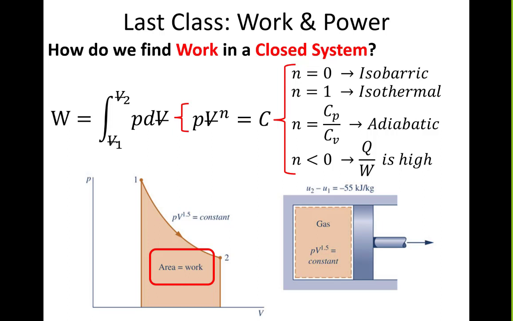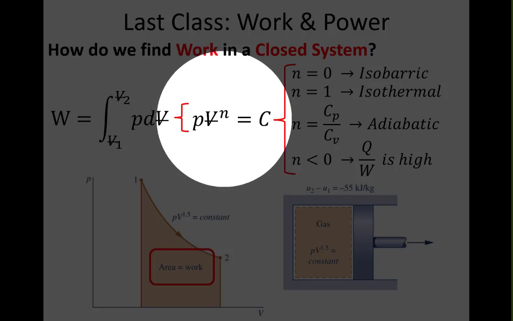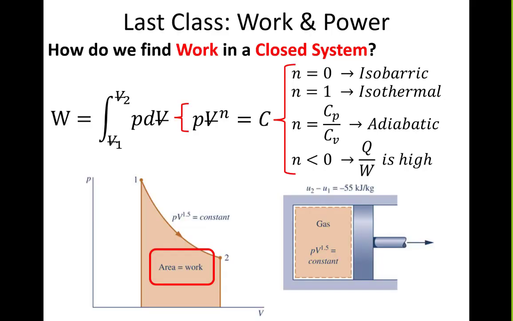So if n is equal to 0, then this would be P times V to the power of 0, which is 1. So this is an isobaric process. Iso means kept the same, and baric is talking about pressure, so isobaric means constant pressure. If n is equal to 1, then we'll see that PV is constant. That's an isothermal process. Iso being the same, thermal in this case being temperature, so the temperature stays the same.